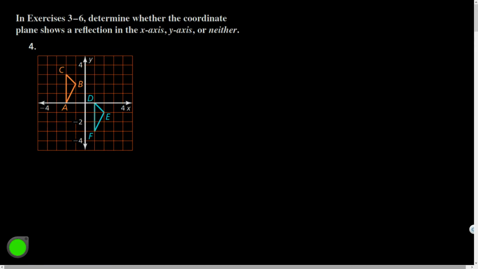But anyways, here's question 4. We were talking about reflections. What do you guys think about question 4 here? It says determine whether the coordinate plane shows a reflection in the x, y, or neither axes.